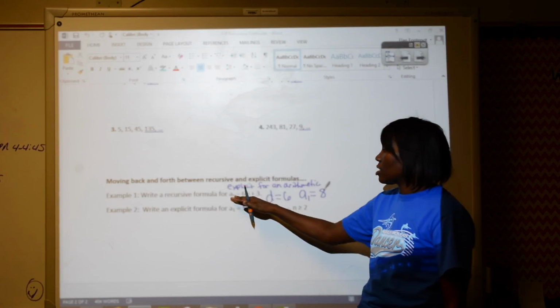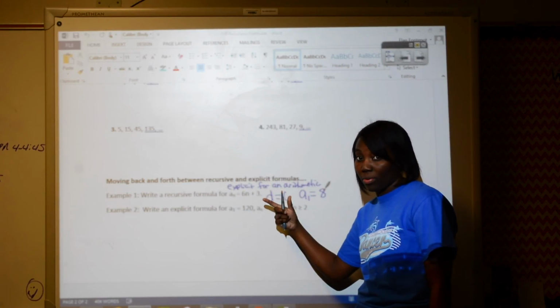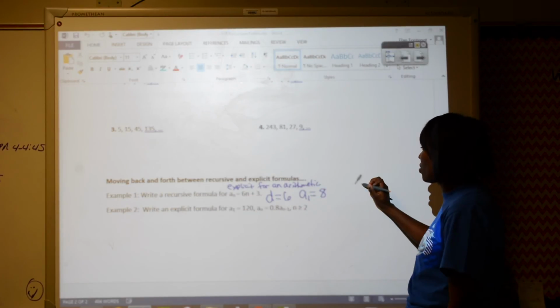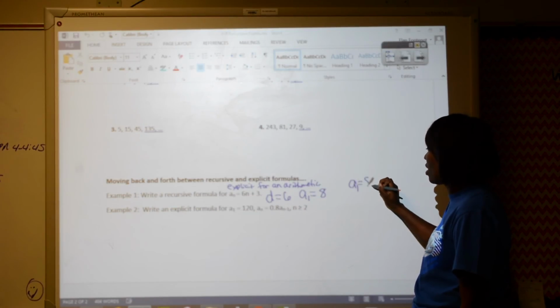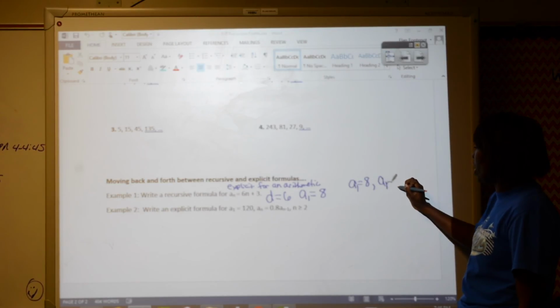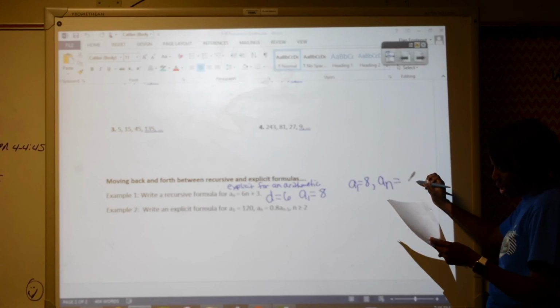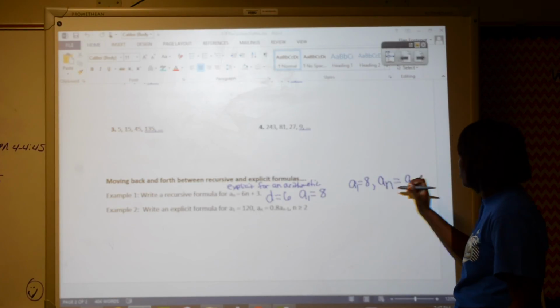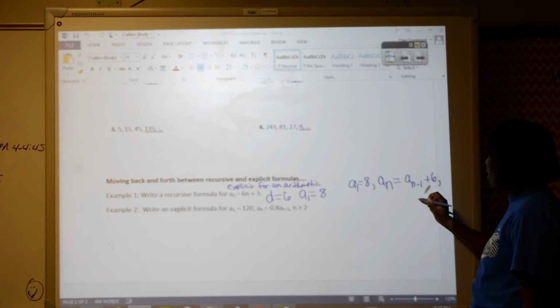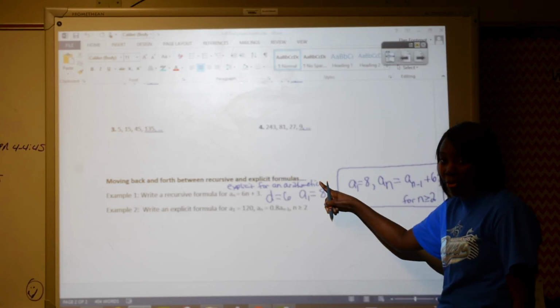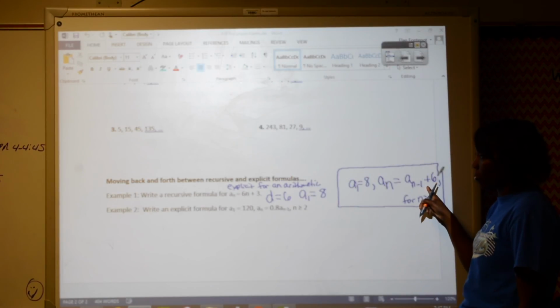So now that we have taken this explicit formula for an arithmetic sequence and we're taking it to a recursive formula, we have the information we need. When we write the recursive, remember step 1 is to identify the first term, and step 2 is to write the equation. So we have a sub n equals a sub n minus 1, and our common difference was 6, so we have plus 6. And remember, n has to be greater than or equal to 2 in order for it to all make sense. So that's how we went from explicit for arithmetic to a recursive.